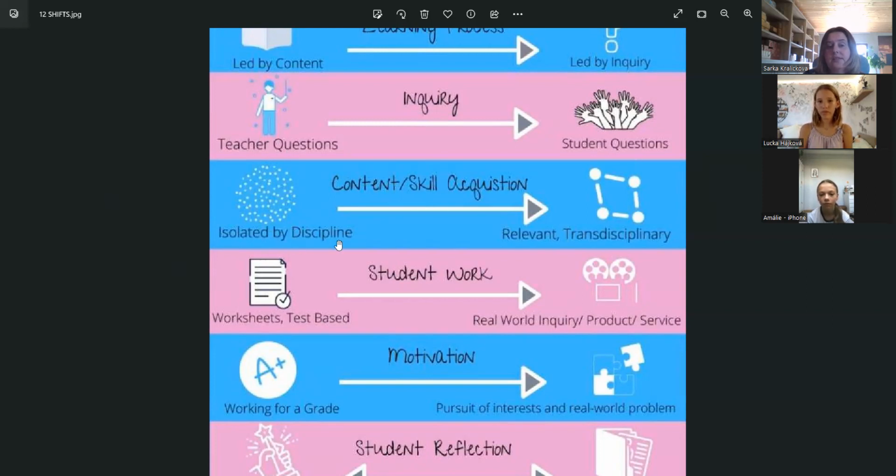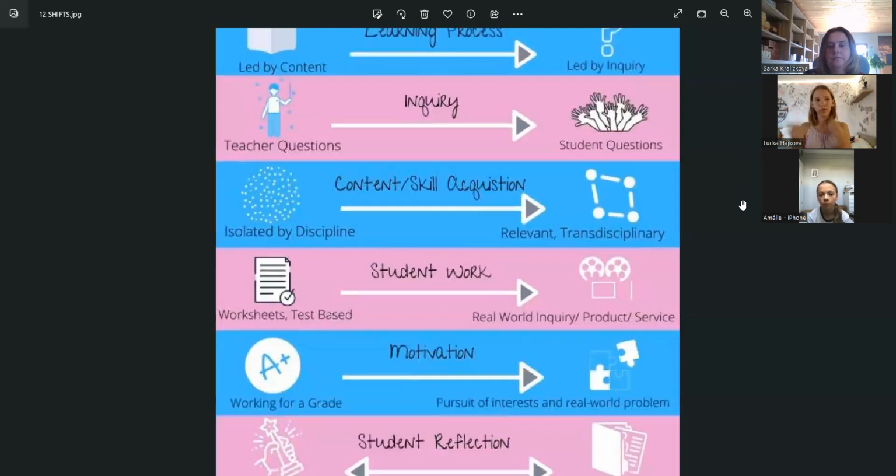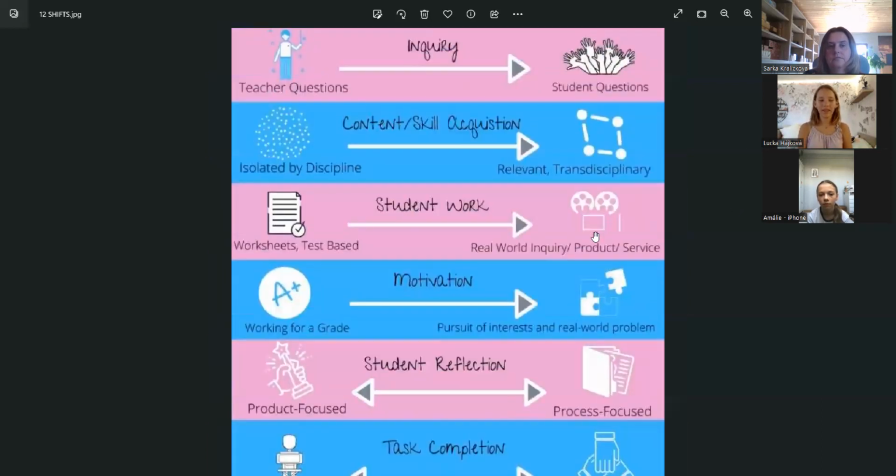Great. So the next part is content and skill acquisition. Before it was isolated by discipline, and now it's relevant and connected with other subjects, for example. Lucy? I think it's like that. In the older way of teaching, like Amy said, the subjects were isolated from each other, and now the teachers or the students have to try to merge them together. Ame, do you want to add something? No, I don't think so.